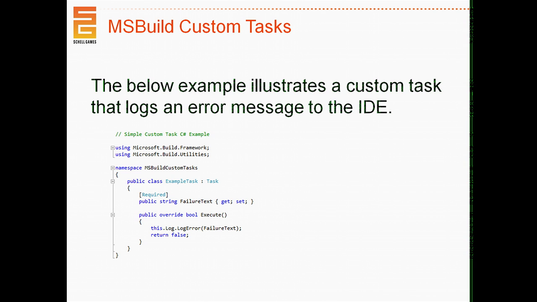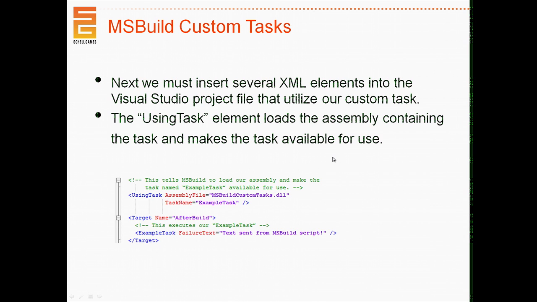When MSBuild hits our task, it's going to execute this method to do our task. In this example, I show how to log an error, and then I return false to indicate that the task has failed. So how do we integrate this task into our MSBuild projects? So we're going to open up the Visual Studio project that we want to insert this into in Notepad. Using the UsingTask element, we can include the DLL that we built with our custom task. There's two ways to include the DLL. One is using the AssemblyFile attribute. The AssemblyFile attribute lets us specify either a relative or full path to the DLL.